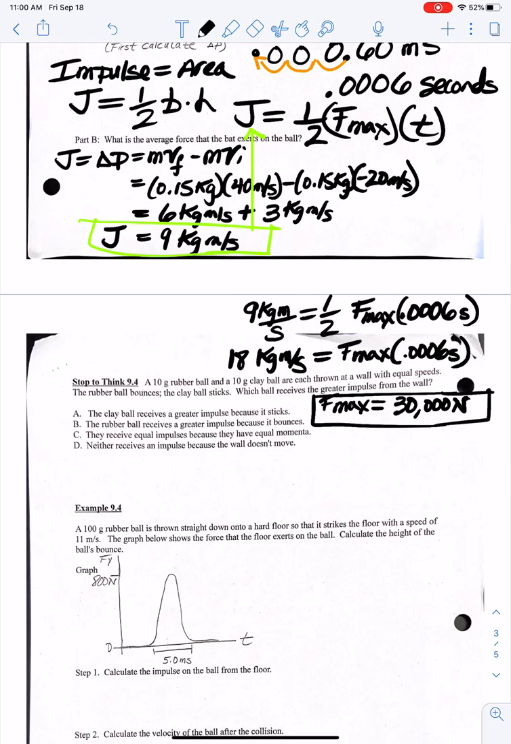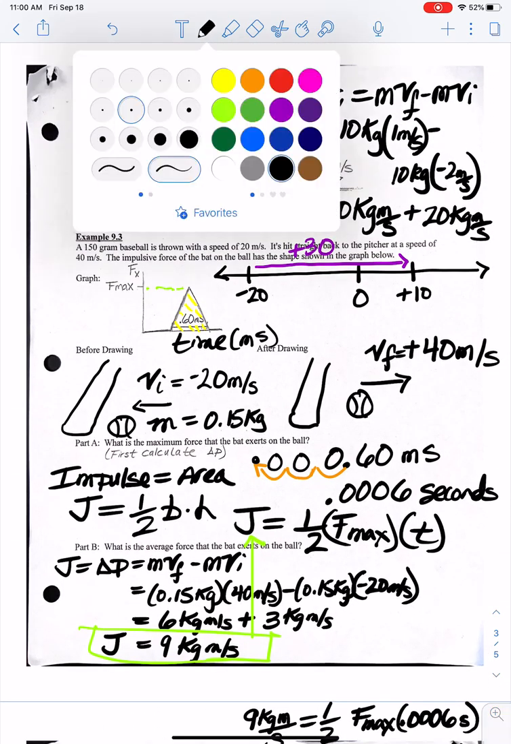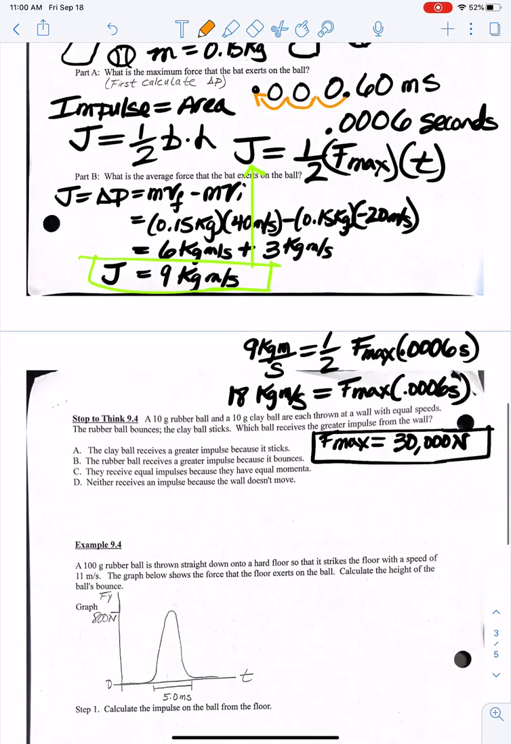All right. And then part B says, what's the average force? So if we look back up at the graph, we remember from last time that there's some average force over the 0.6 milliseconds. And last time it was half. Maybe this time it's going to stay as half as well, so maybe 15,000 newtons. Let's go ahead and calculate it just to double check.